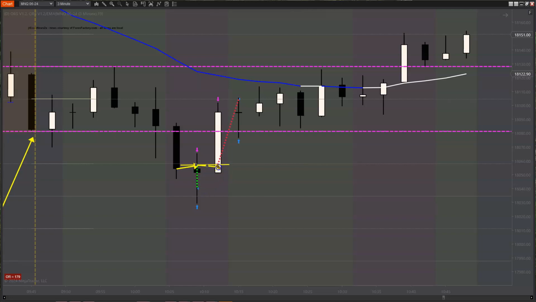In this case, it's looking for a pullback from this close here to this standard deviation line, and instead of going the direction that we want, it just careens right back up, blasts right up through the opening range. This particular template has a stop set at 2 standard deviations, so that's going to be a stop here, and our stop gets hit right about here, it looks like.